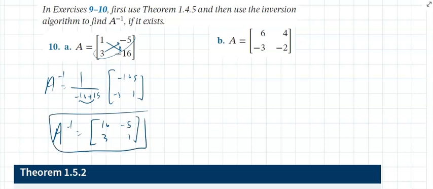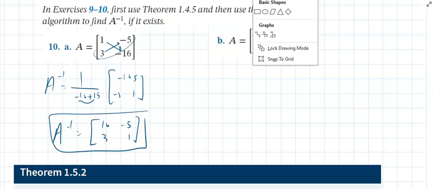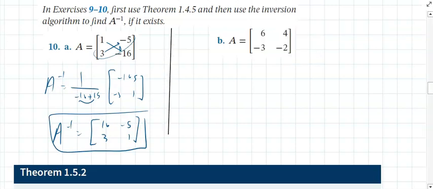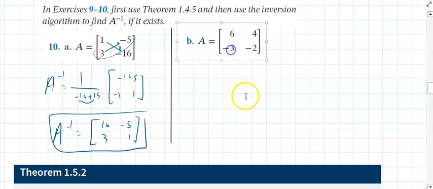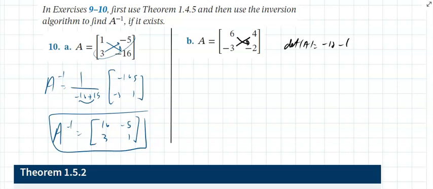And let's do it again on part B. If I cross those, that will be a -12 minus a -12. So the determinant of A is -12 minus a -12, which is 0. So this is not invertible.